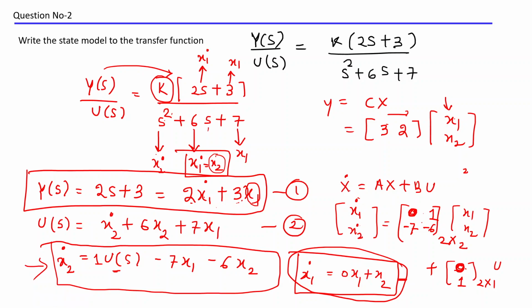So these are the three. Now three is a 3 by 2 matrix. Yeah, this will be C. This is the C vector, now here 3 and 2. Like that you have to find out the coefficients. Then you have to find out the A matrix, B matrix, and C matrix from the transfer function.